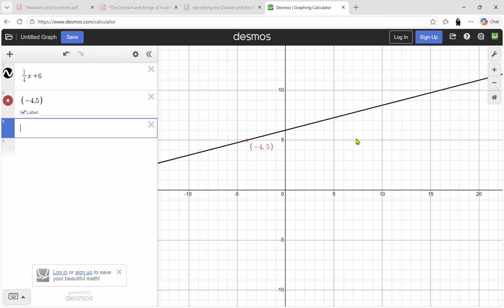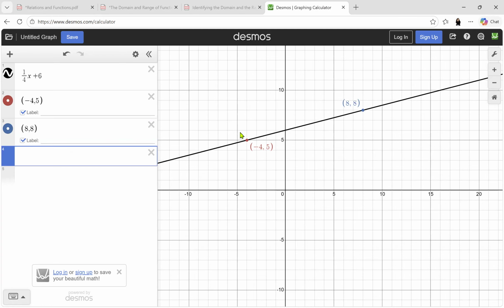Where is f of 8? Try again. Find the point. So f of 8 is here. This is 8. What's the corresponding y value? It'll be 8 as well. No, you're correct. Look at there. See? 8, 8, right?